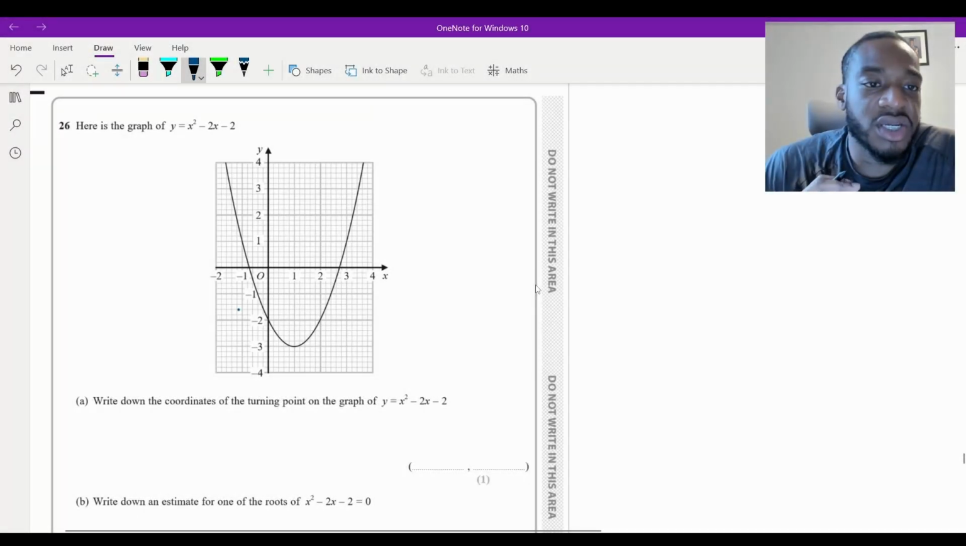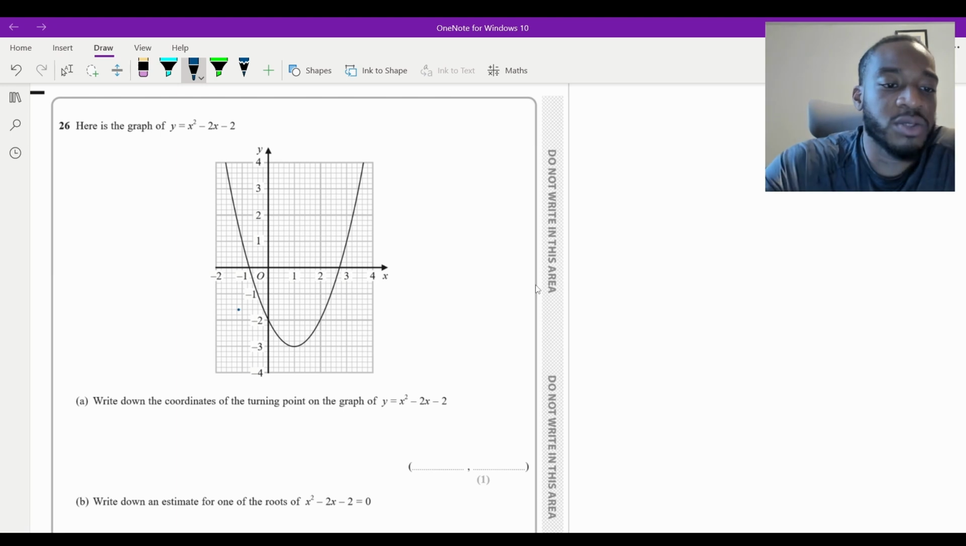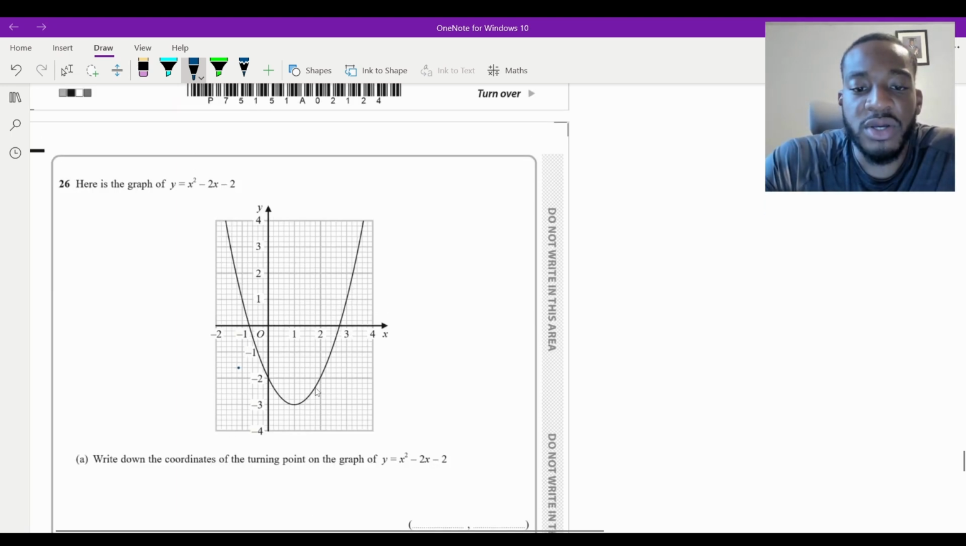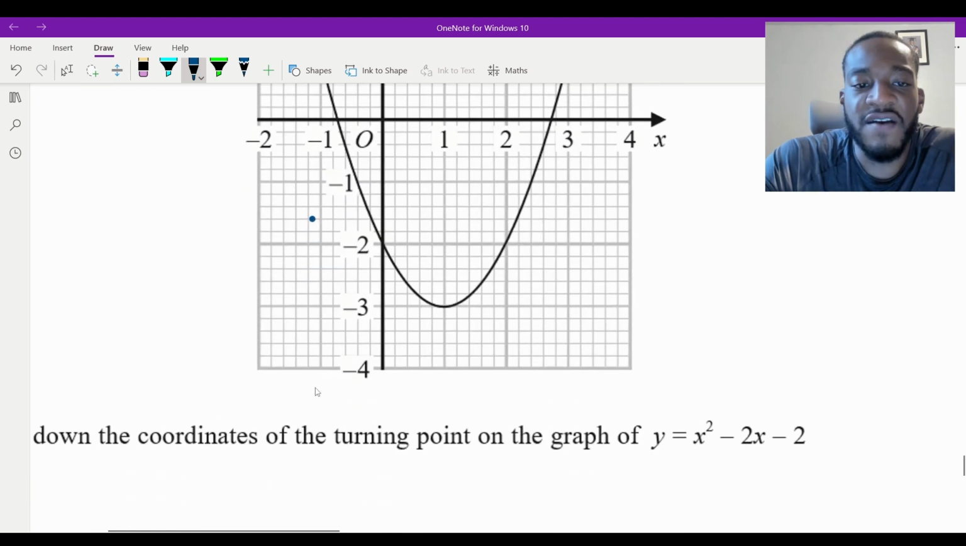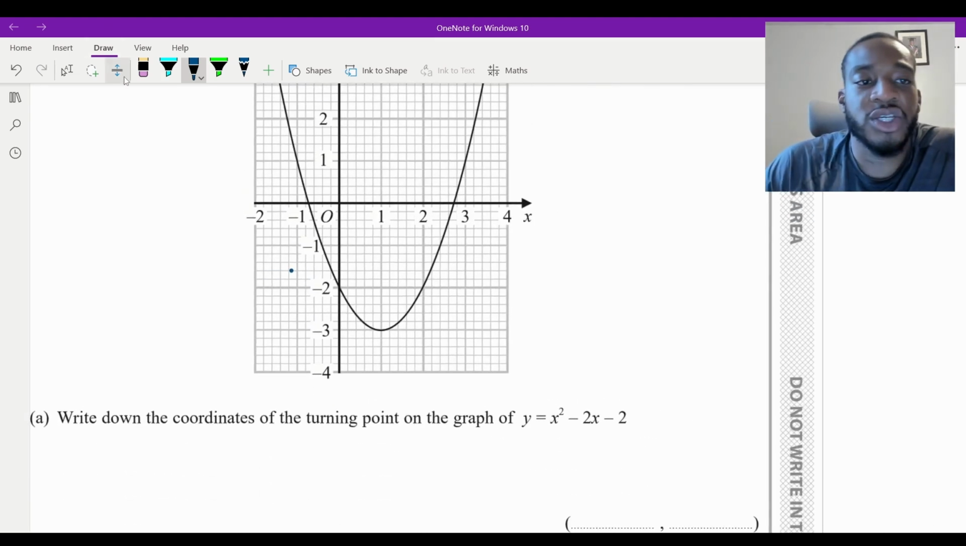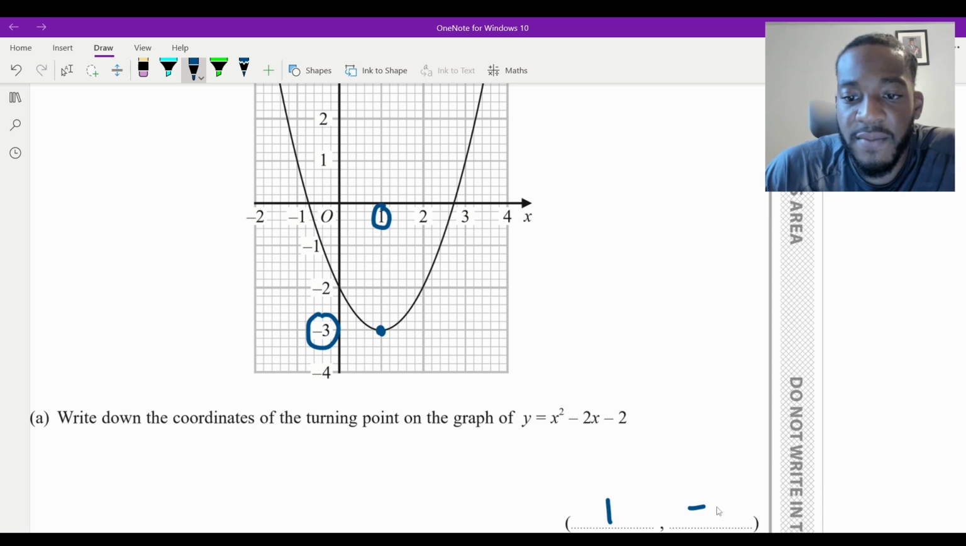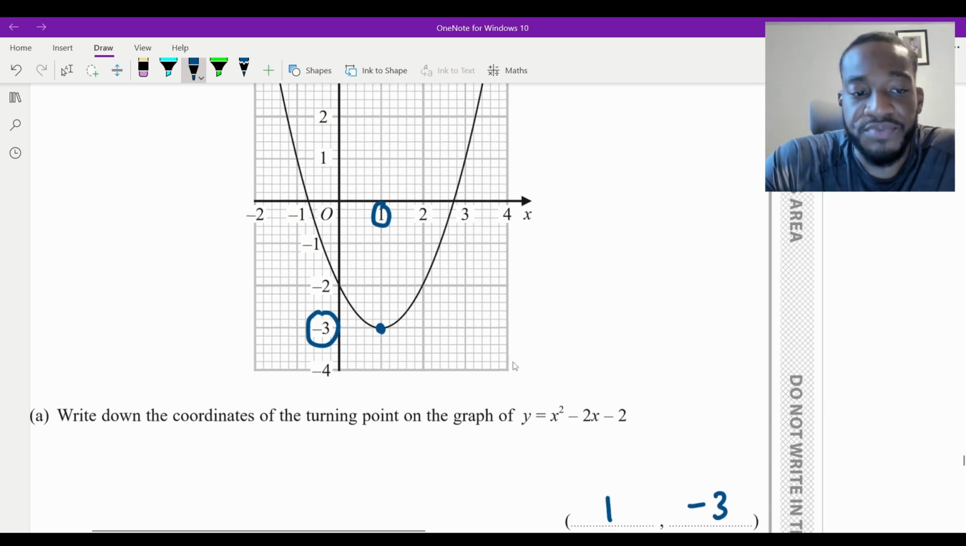Okay, so question 26 says, here is the graph of y equals x squared minus 2x minus 2. Part A, we need to write down the coordinates of the turning point on the graph of y equals x squared minus 2x minus 2 for 1 mark. So this one is very, very easy. The turning point is just literally where the graph turns, which is going to be at the bottom. And we can see that the x coordinate is 1 and the y coordinate is minus 3. So therefore the answer is just going to be 1, minus 3. And that will be it.